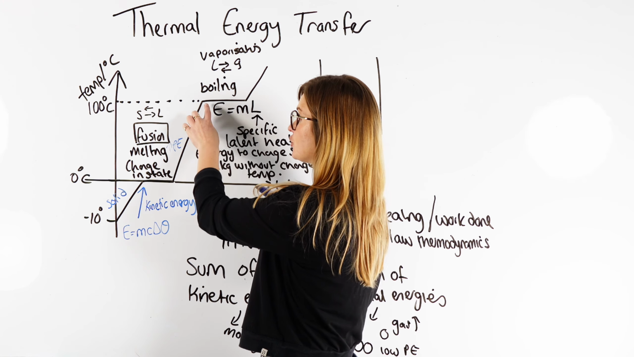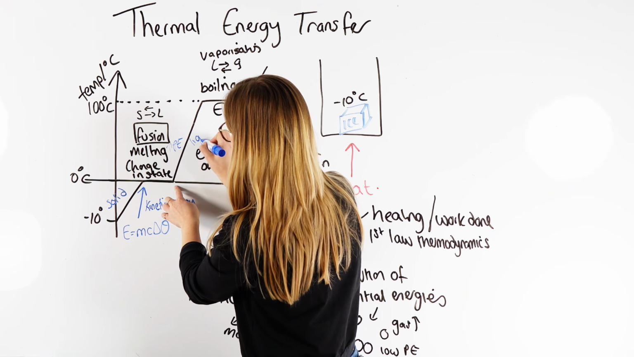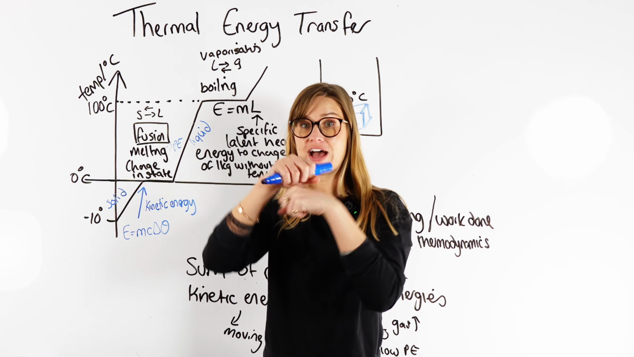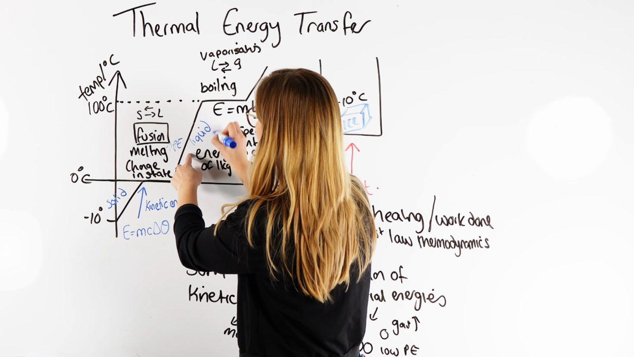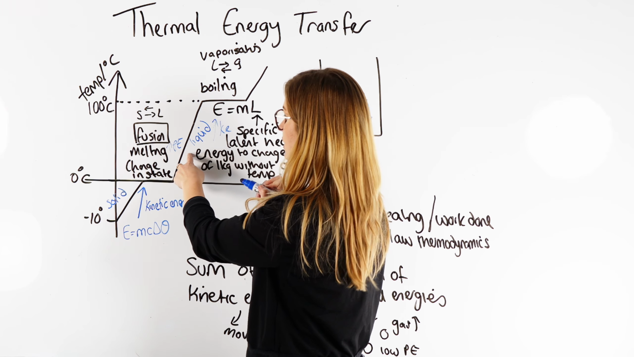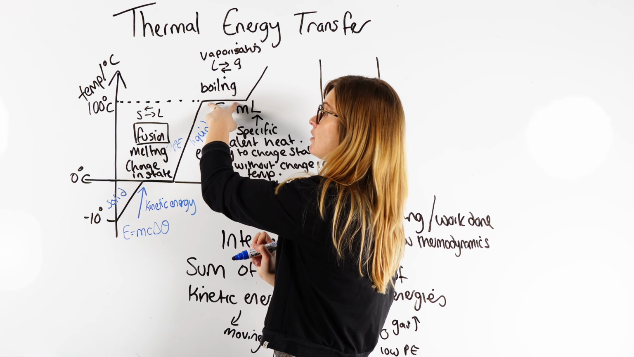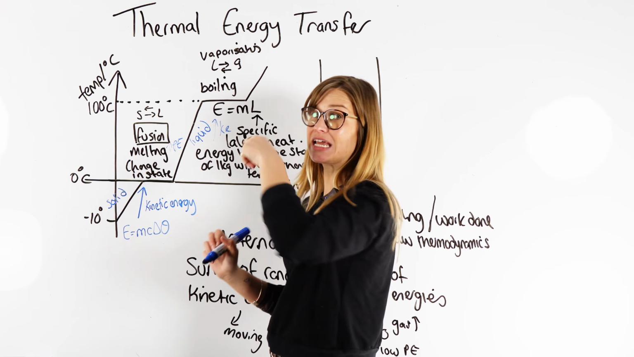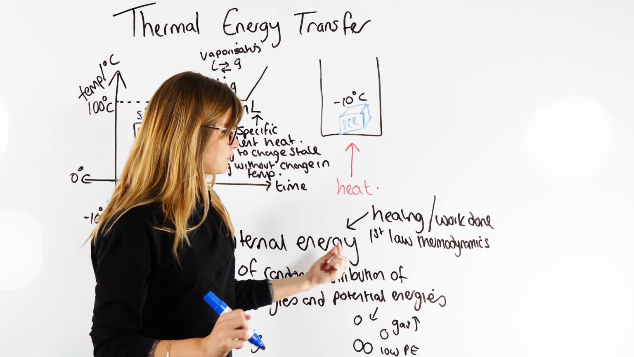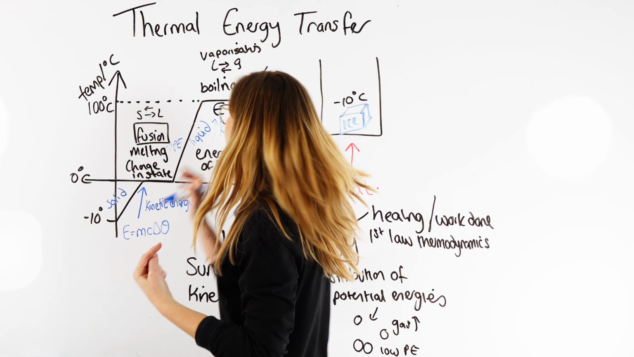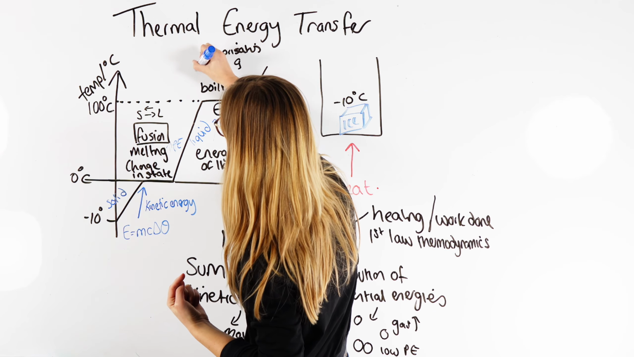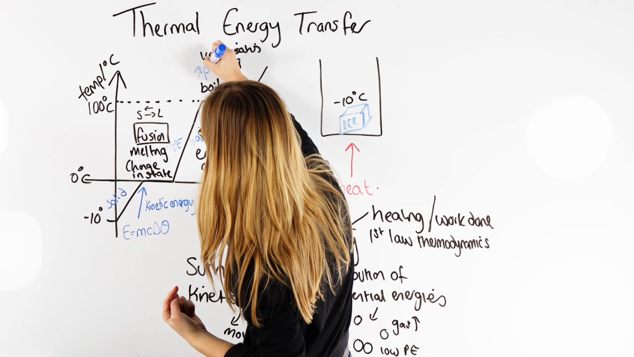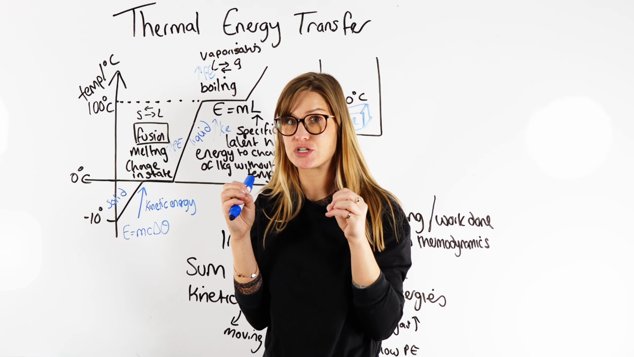Again, from 0 degrees to 100 degrees, we're now in a liquid, and our particles are moving faster and faster and faster. So again, we're increasing their kinetic energy. And then we have a change in state, from a liquid to a gas. We're changing the distance between the particles, so we're increasing the potential energy. We're separating the particles more.